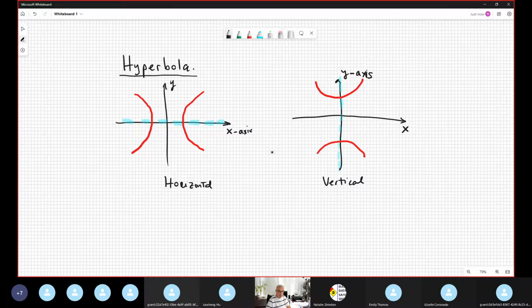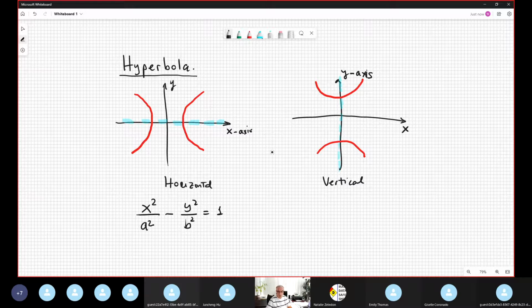The formula, for example, for the horizontal hyperbola is x squared over a squared minus y squared over b squared equal 1. Of course, this is a standard form. Now you need to be careful because A and B have a different meaning than in the ellipse. You remember very well, I suppose. In the ellipse, A is the bigger value. And in the hyperbola, no.